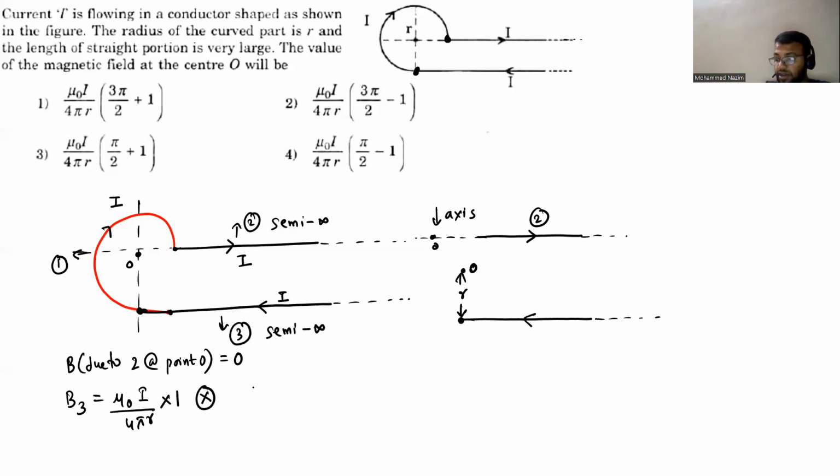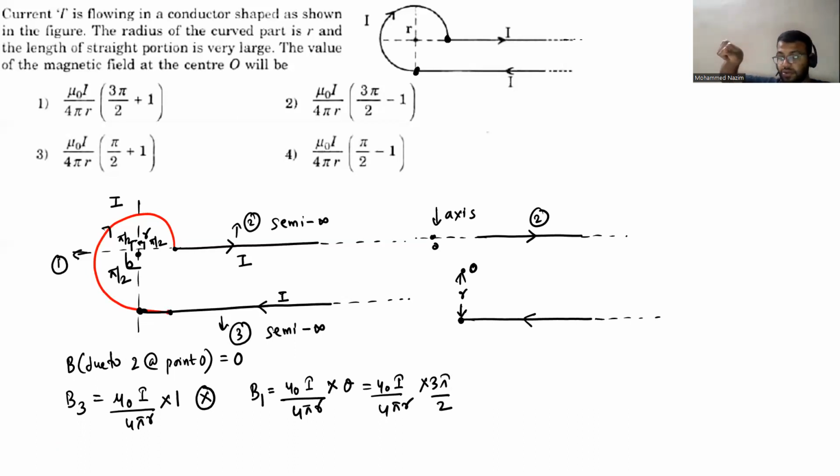Now you can check out the magnetic field due to section 1. Due to section 1, what is the magnetic field? It's an arc. And what is the magnetic field due to an arc? Mu naught I by 4 pi r, where r is the radius, multiplied by theta, the angle subtended at the center. So how much is the angle subtended at the center, students? Here, see, this part subtends pi by 2 and this other part subtends pi by 2, so in total it subtends 3 pi by 2. And as you can check using the right hand clasp rule, it is going to be inward.